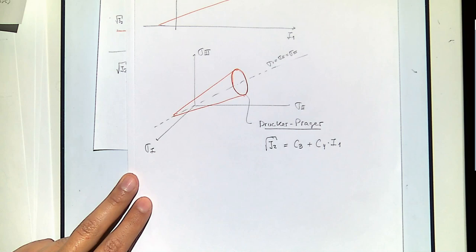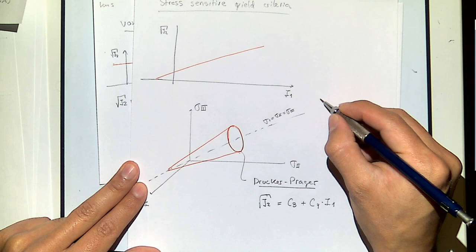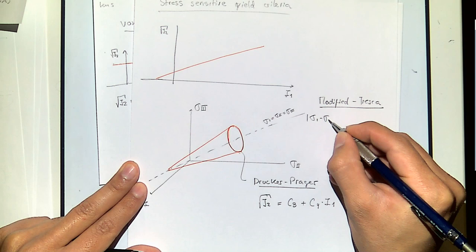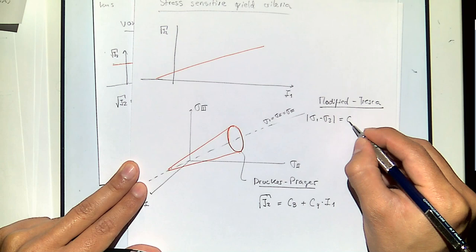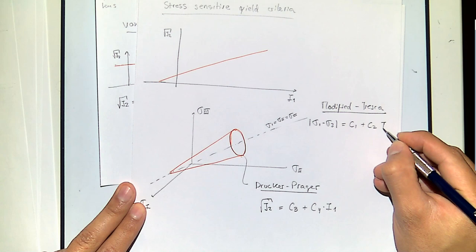We could also use this type of failure criterion, which is the Tresca criterion, and we could write equations in such a way that this is going to be the modified Tresca criterion, in which now sigma 1 minus sigma 3 is going to be equal to a constant plus another constant times, in this case, we could put I1, or sigma m is the same. Well, let's put sigma m.